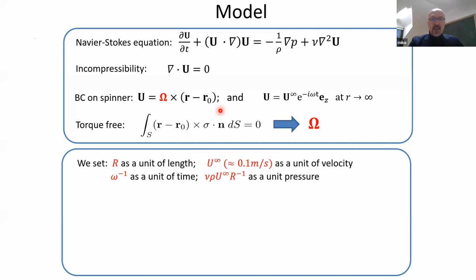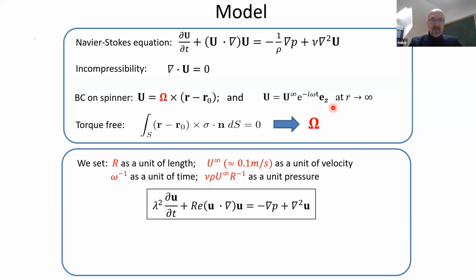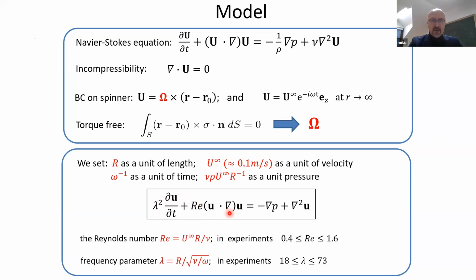We nondimensionalize this equation to find out what the relevant parameters are. We can write this equation in dimensionless form. And there are two main parameters, the so-called frequency parameter lambda and the Reynolds number. All the rest are dimensionless. It turns out these two main dimensionless parameters control the system behavior.